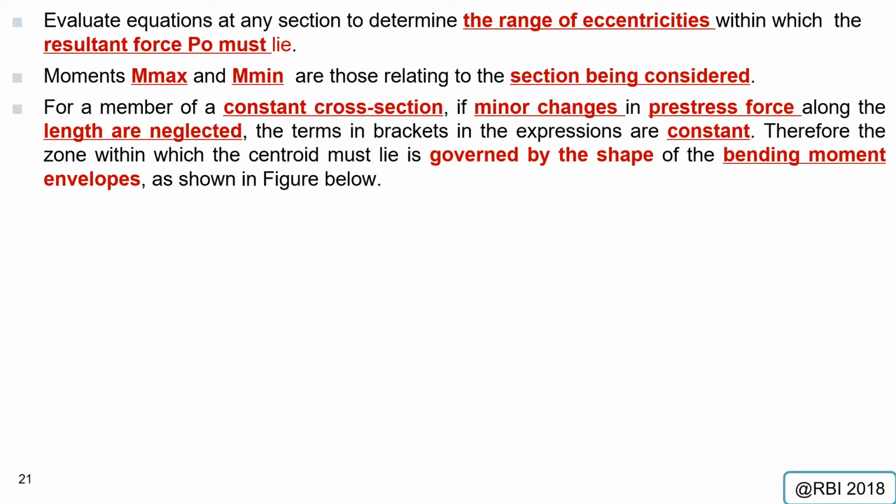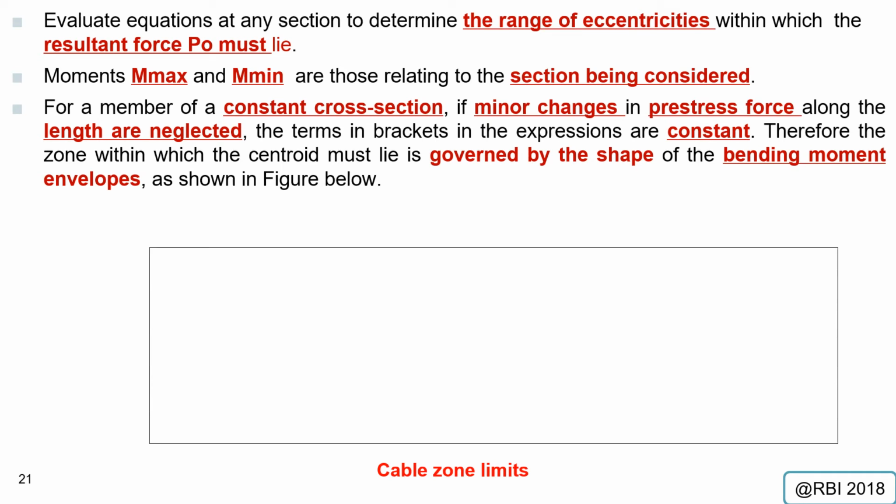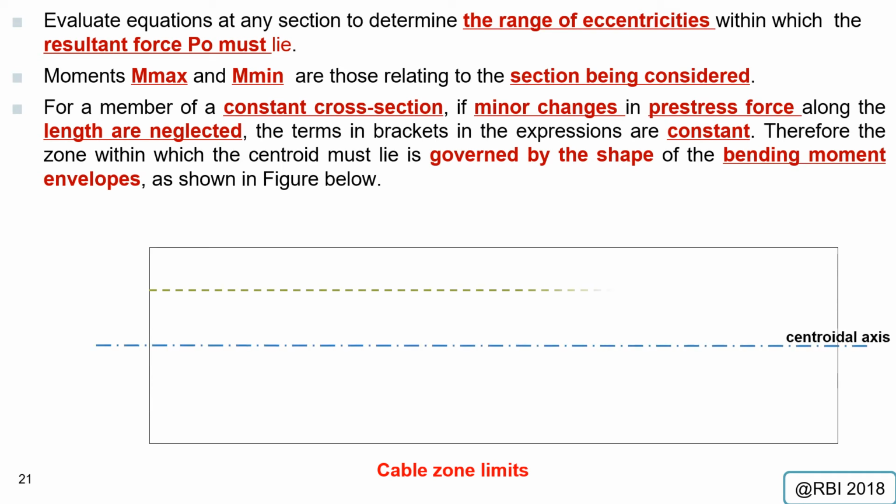So for a member of constant cross-section, which is the same from end to end, if minor changes in pre-stress force along the length are neglected, the terms in brackets in the expression are constant. It will become constant because it's the same. Therefore, the zone within which the tendon must lie is governed by the shape of the bending moment envelope, as you can see in the figure below. The figure represents the cable zone limit, and they just give you an example of two tendon positions here.